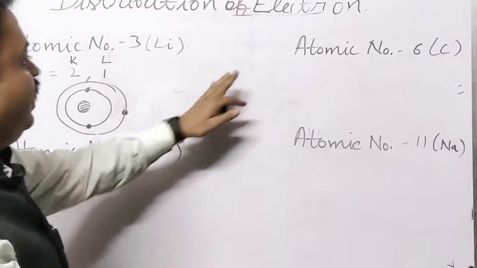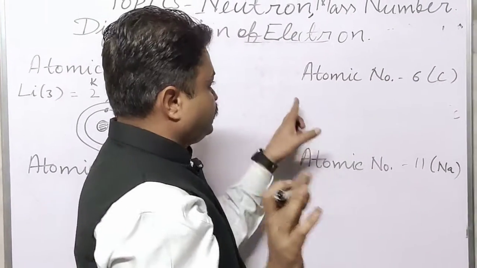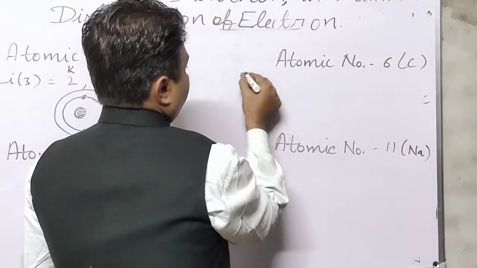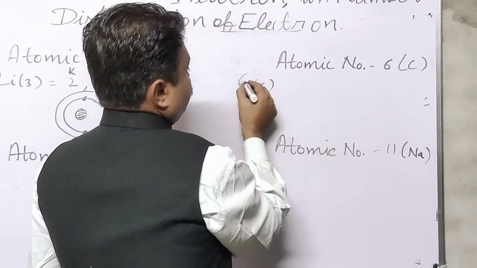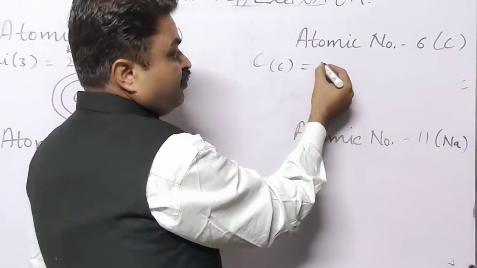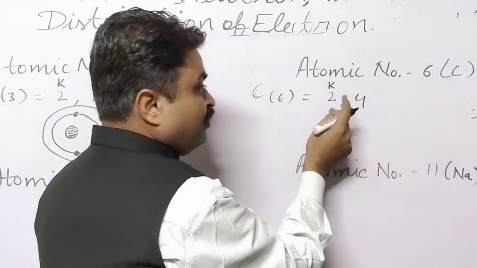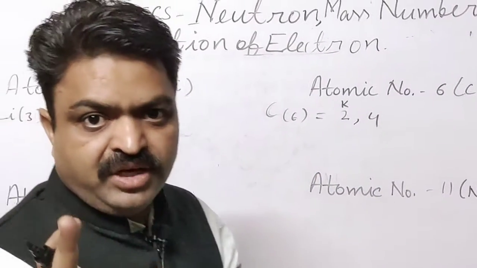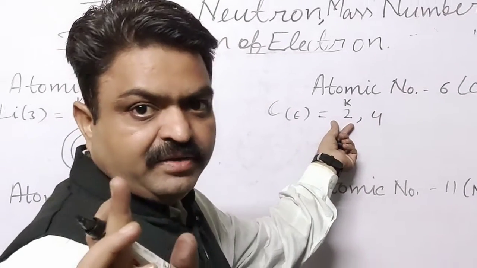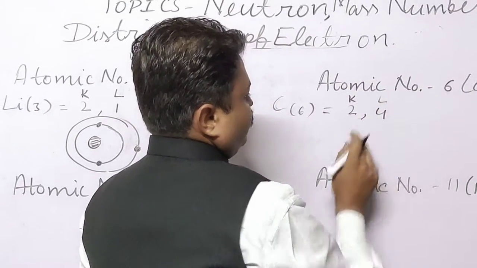Like this, now we will make the atomic number 6 atomic structure. How will we make? First we will write the carbon. Carbon has the atomic number 6. Now we will make its electronic configuration. It is 2 and 4. In the K shell there are 2 electrons, because what is the capacity of the K shell, student? It is 2 capacity. It is known as duplet. And in the L shell there are 4 electrons.